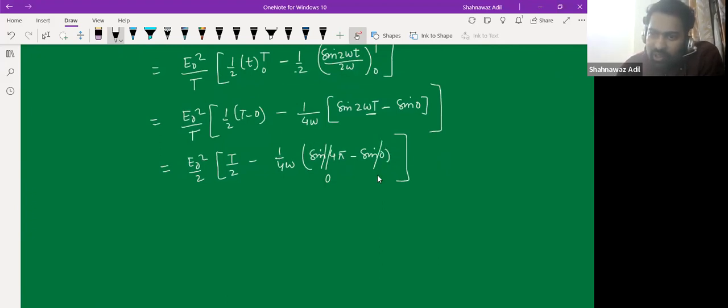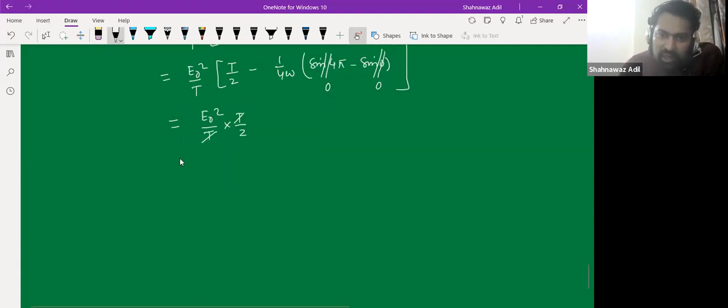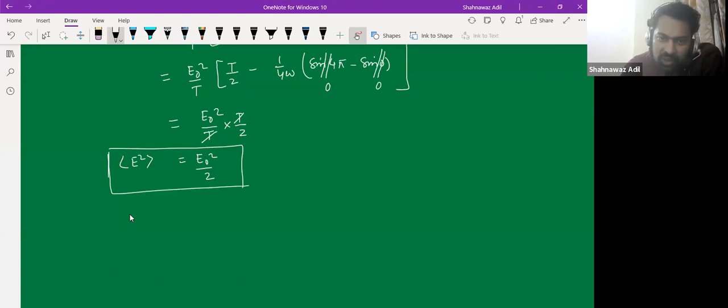Sine 0 is 0. So one part is 0, and we will get only E naught square by t by 2. This t will cancel, and we will get E naught square by 2. So this is the average of E square, right? This is it.